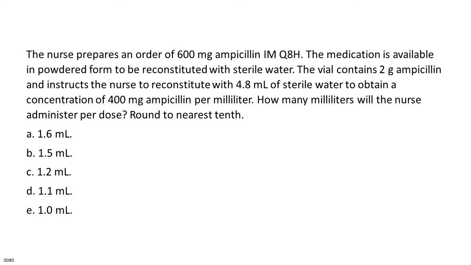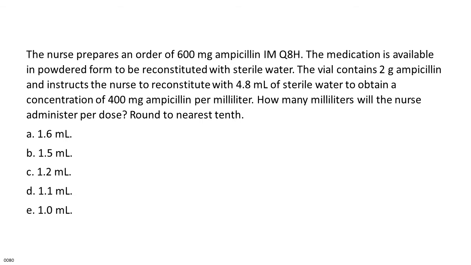The nurse prepares an order of 600 milligrams ampicillin IM 8th hourly. The medication is available in powdered form to be reconstituted with sterile water. The vial contains 2 grams ampicillin and instructs the nurse to reconstitute with 4.8 milliliters of sterile water to obtain a concentration of 400 milligrams ampicillin per milliliter. How many milliliters will the nurse administer per dose?